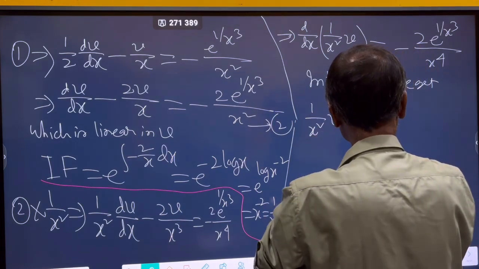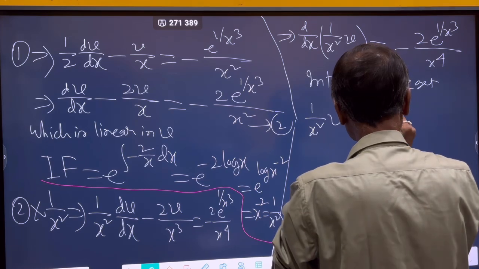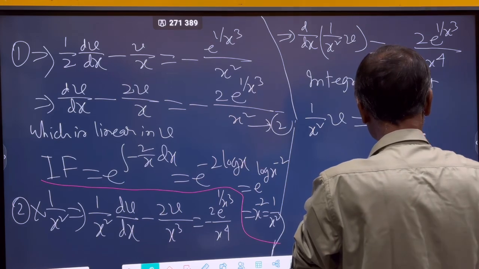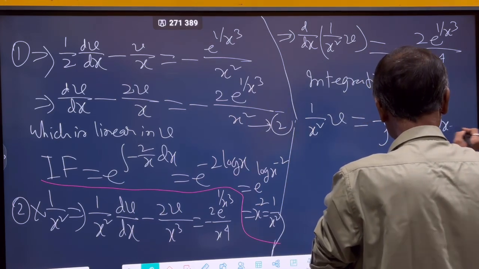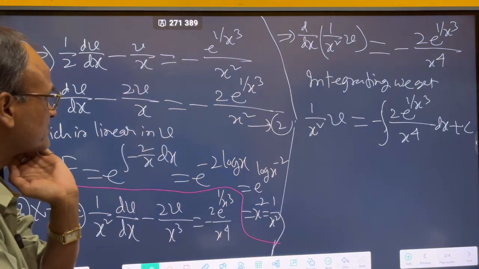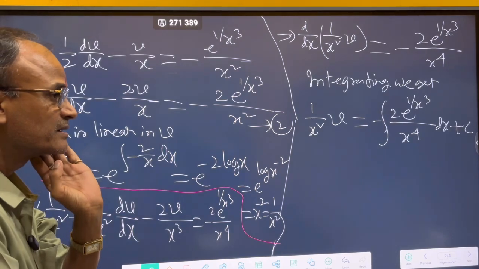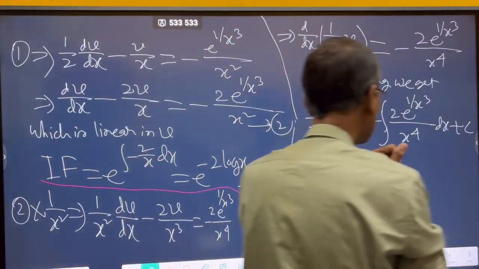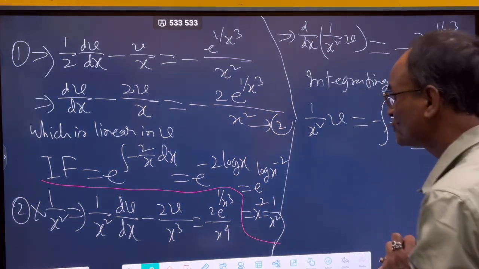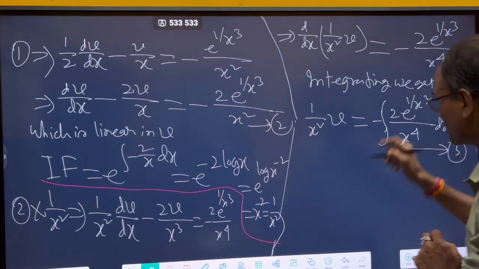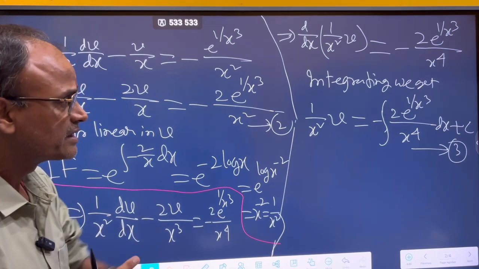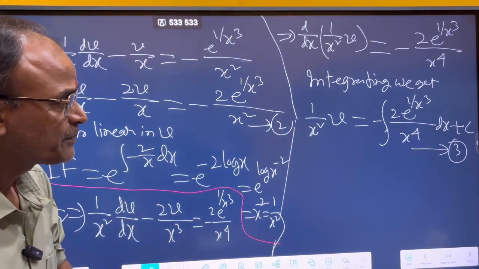This is equal to minus integration 2 times of e to the power 1 by x cube divided by x to the power 4 dx plus c. Suppose this is number 3. Now, how will we integrate this one? Minus 2 e to the power this one.